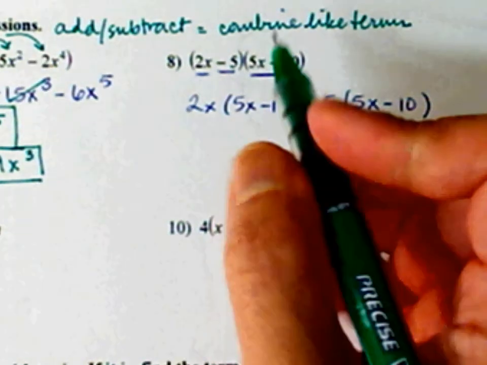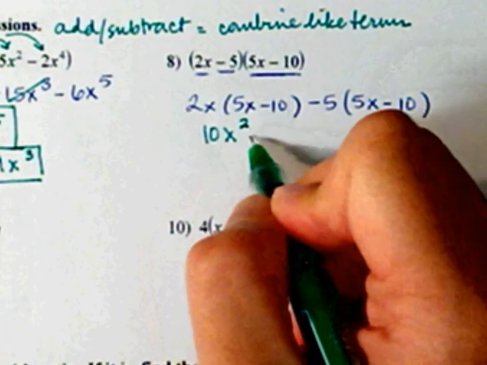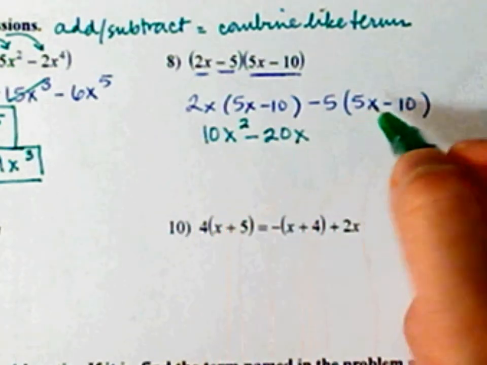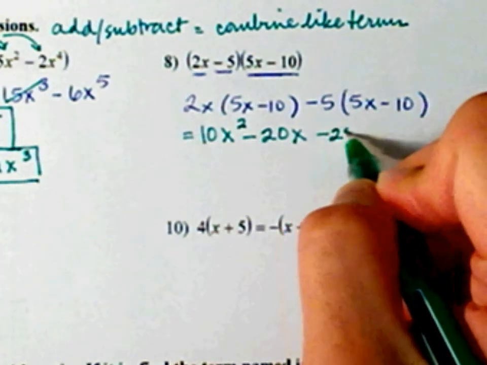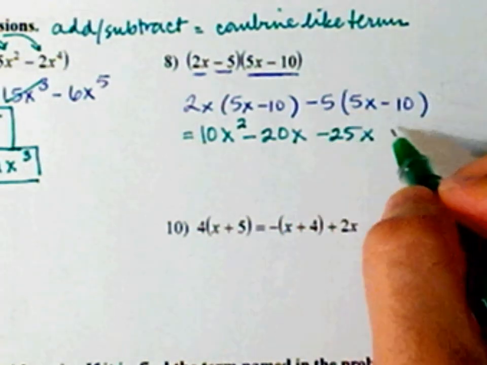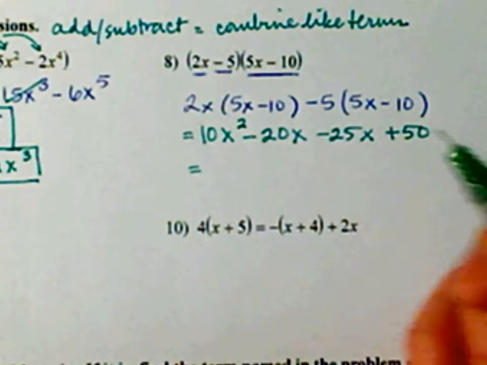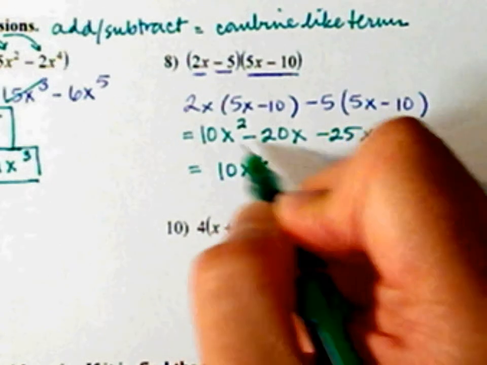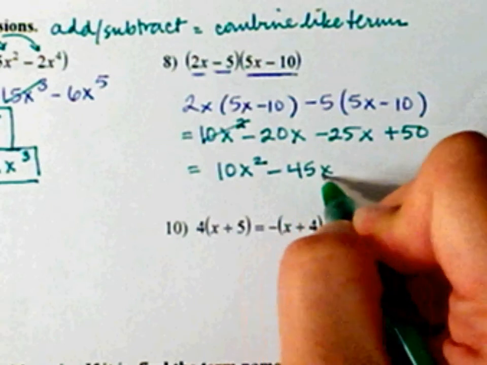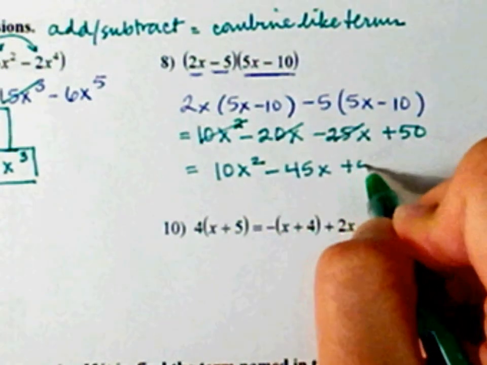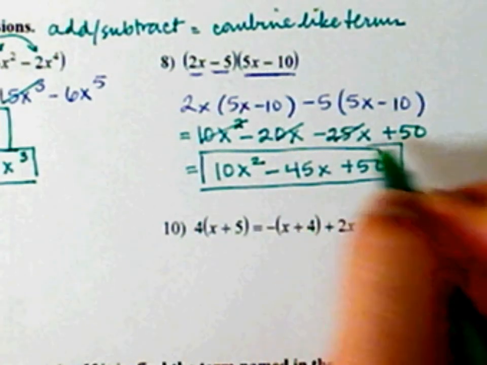Okay? 2x times 5x is 10x squared. 2x times negative 10 is negative 20x. Continue with your distributive property. Negative 5 times 5x is negative 25x. Negative 5 times negative 10 is positive 50. Combine your like terms. 10x squared. Negative 20x minus 25x is negative 45x. And then you have your constant, plus 50. This one is already in the order from highest degree to your lowest degree.